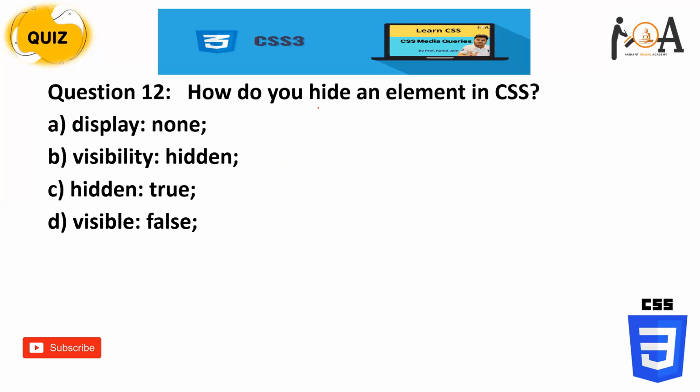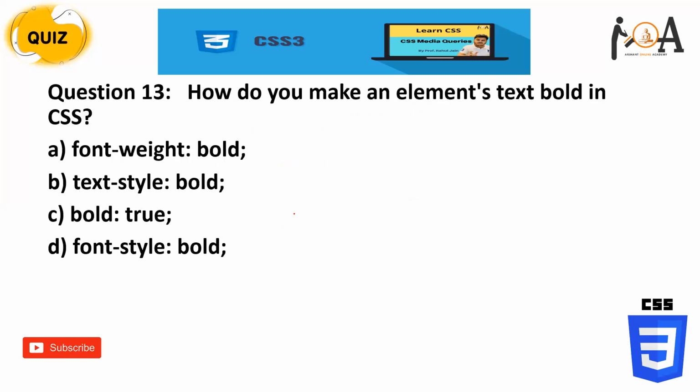Question 12: how do you hide an element in CSS? Very easy question, however interesting how you are going to hide an element. So display none. If we put display as none, you can hide any particular element in CSS. Question number 13: how do you make an element's text bold in CSS? So font style is bold. You just need to put font style as bold, and this would be the one.